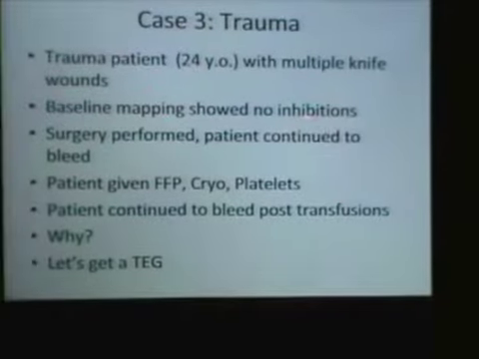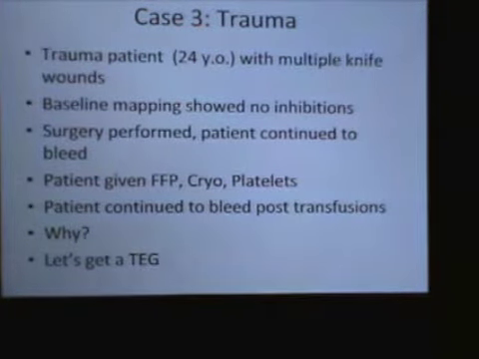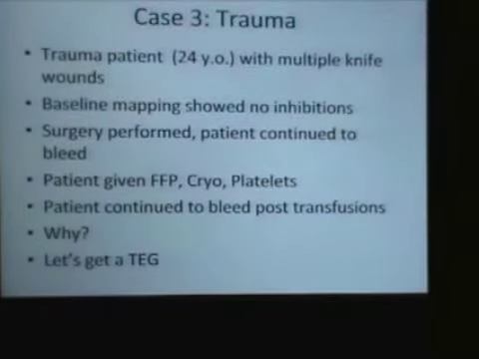Trauma case, 24-year-old, multiple knife wounds. Baseline mapping showed no inhibitions on the platelets. Surgery performed, patient continued to bleed. Patient given FFP, cryo, platelets. Patient continued to bleed post-transfusions. Why? Let's get a TEG.